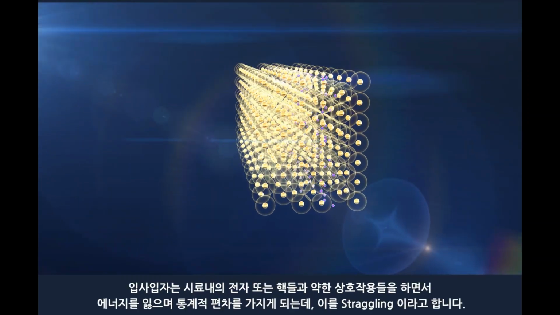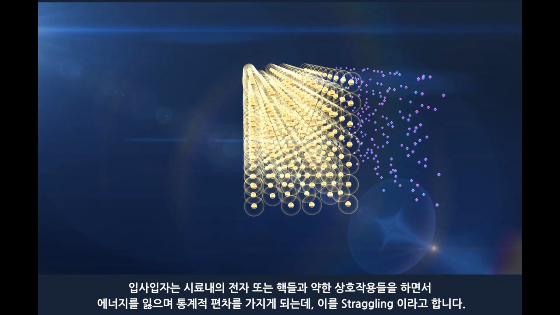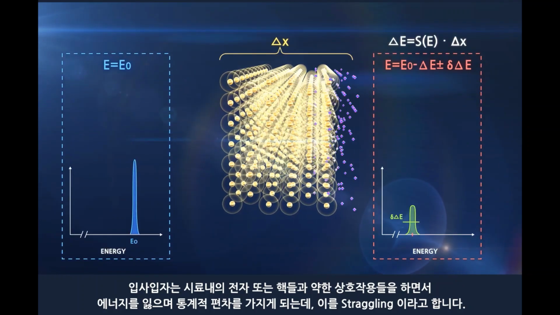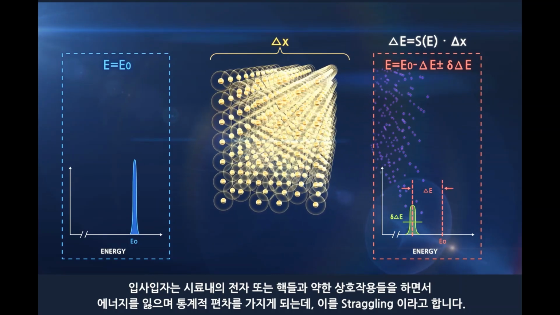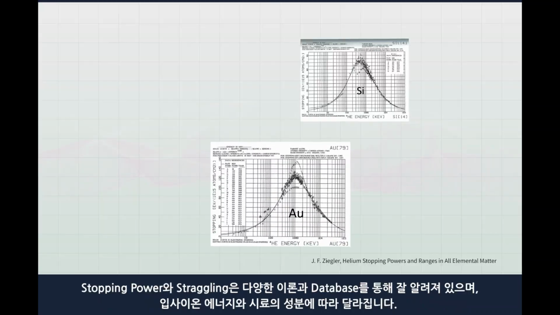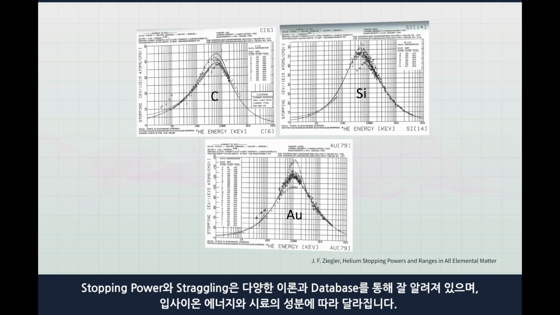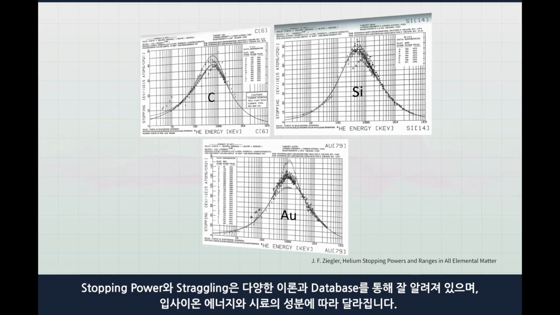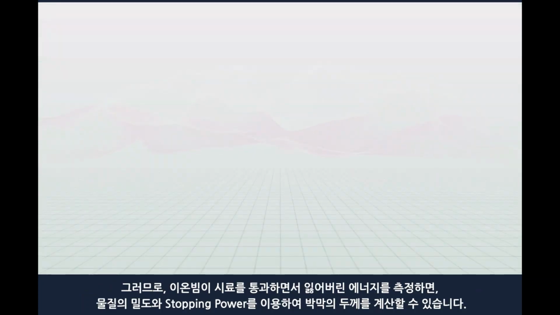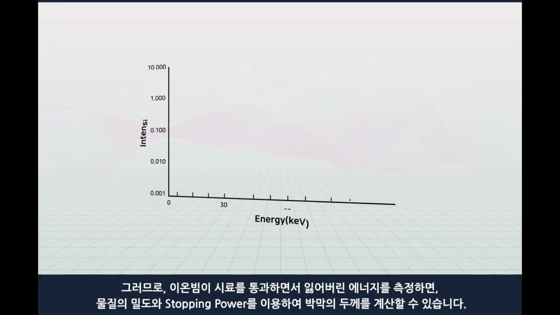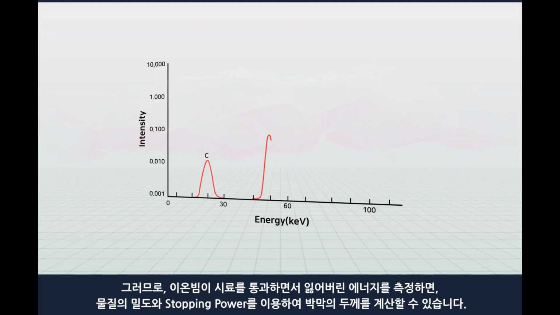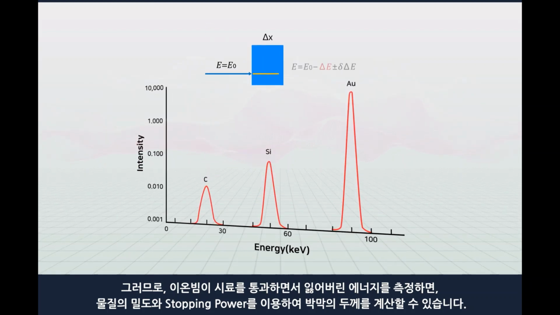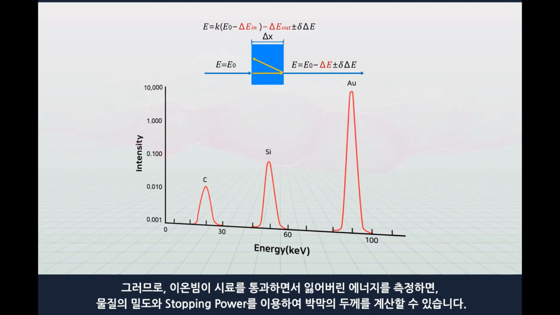Because of the energy loss owing to weak interactions, the incident particles lose energy with a statistical deviation. This is called straggling. Stopping power and straggling vary depending on the elements of the samples, and are well known through various theories and databases. Therefore, by measuring the energy lost as the ion beam passes through the sample, the thickness of the thin film can be calculated based on the density and stopping power of the material.